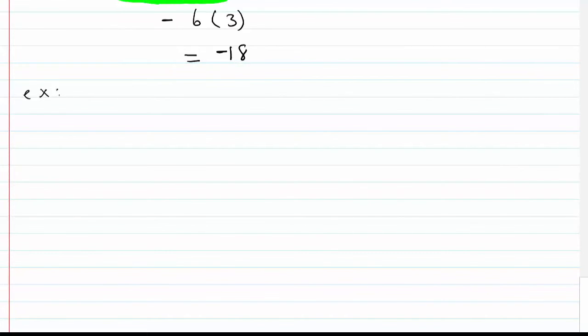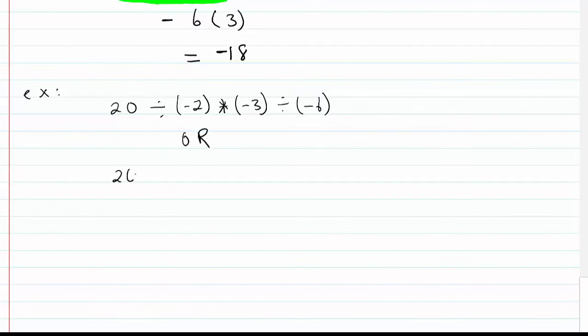Example: 20 divided by negative 2 times negative 3 divided by negative 6. Or if I want, I can also write it as 20 divided by negative 2, negative 3 in parentheses, divided by negative 6. So it is understood that between them there is multiplication.